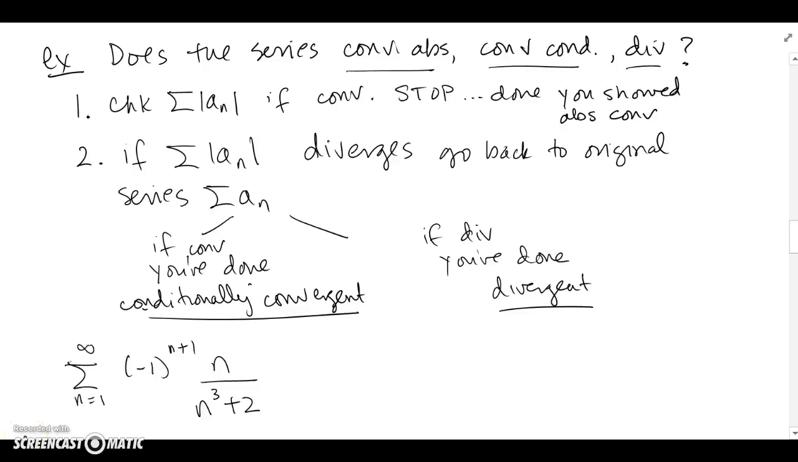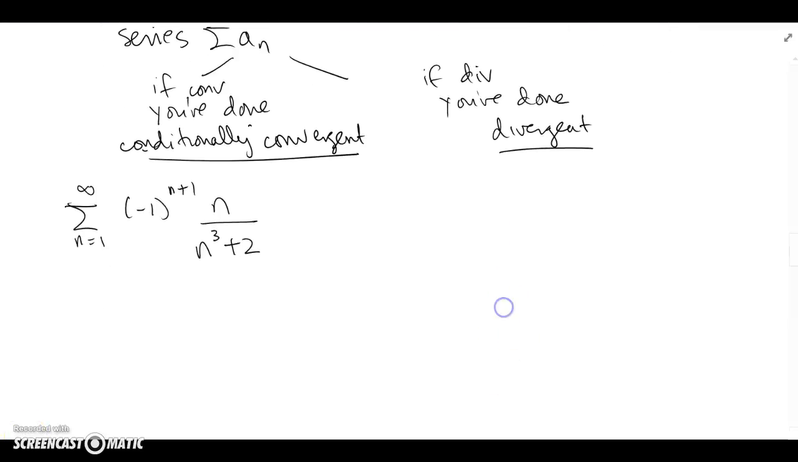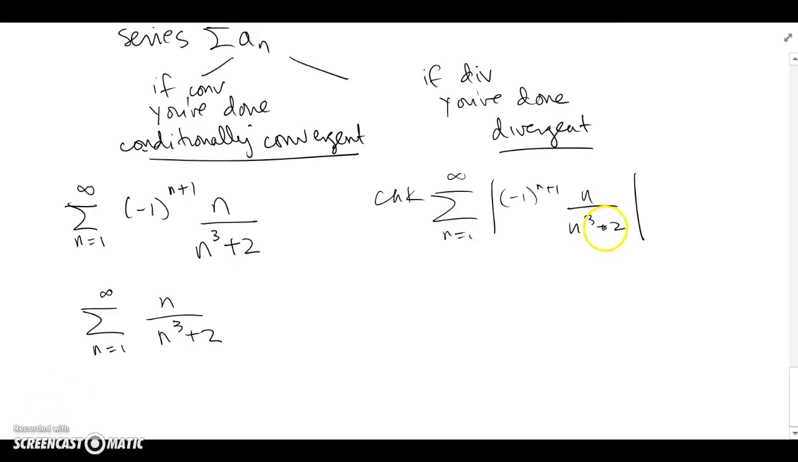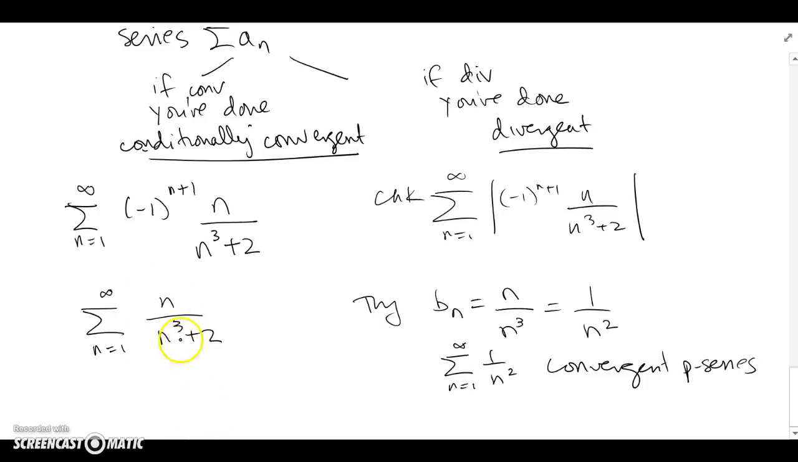So let's answer this question for the series given. First thing we're going to do is take its absolute values. When I take its absolute value, so I look at the absolute value series, this is the series I get. This makes me think I should try some form of a comparison test. This reminds me of n over n cubed, which is 1 over n squared, and I know that creates a convergent p-series.